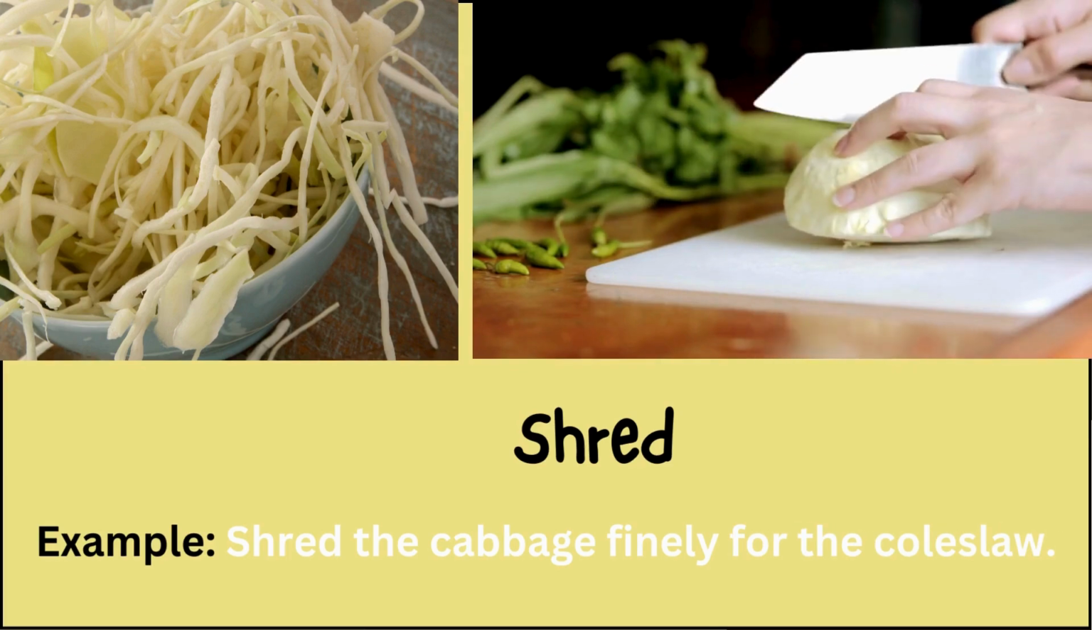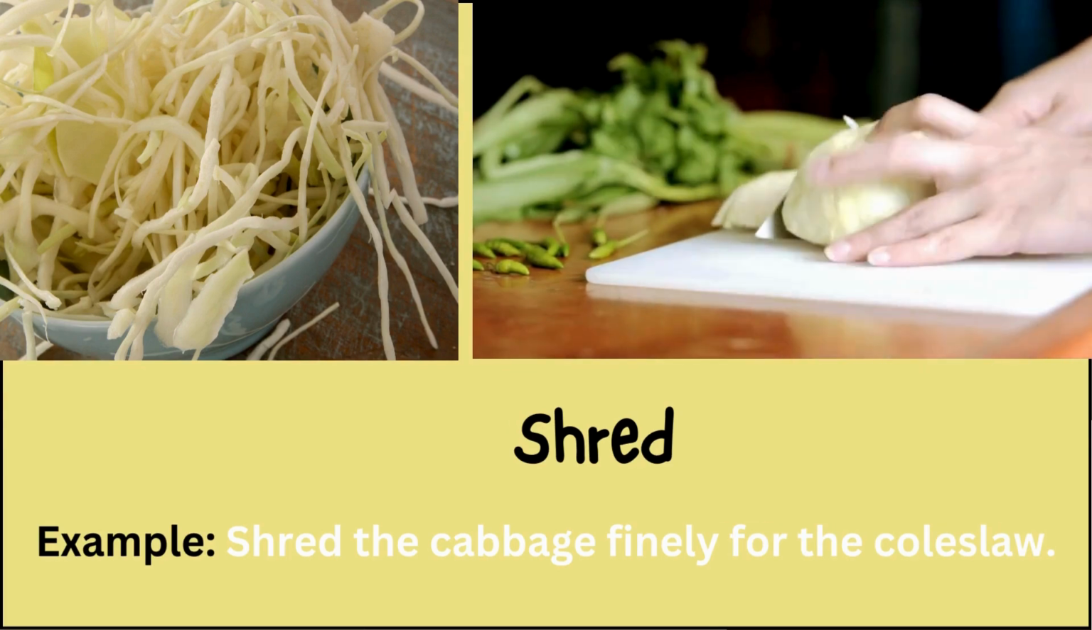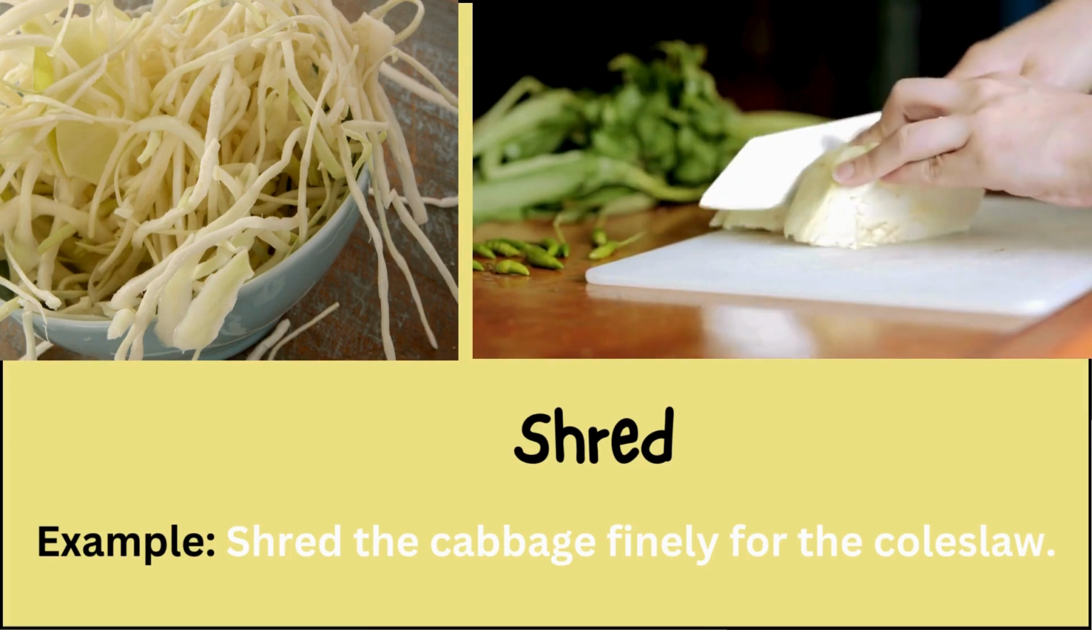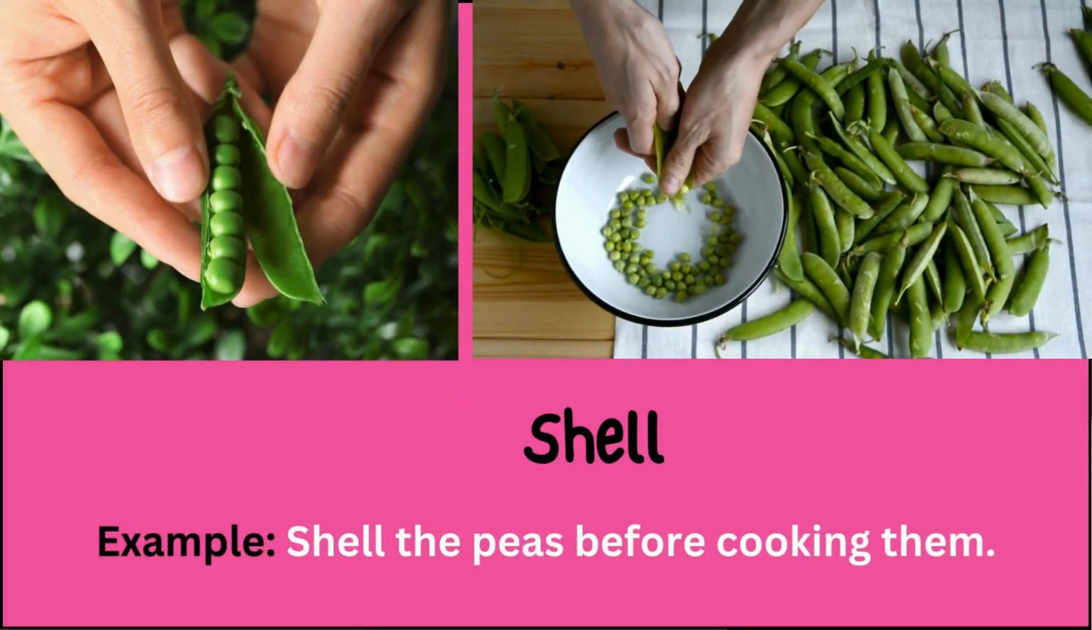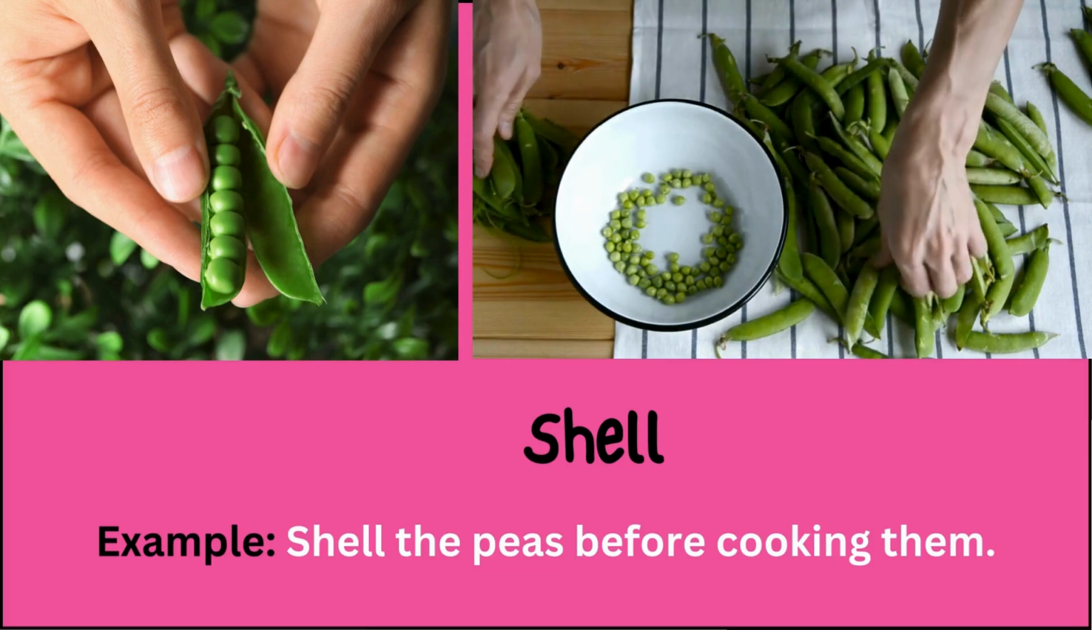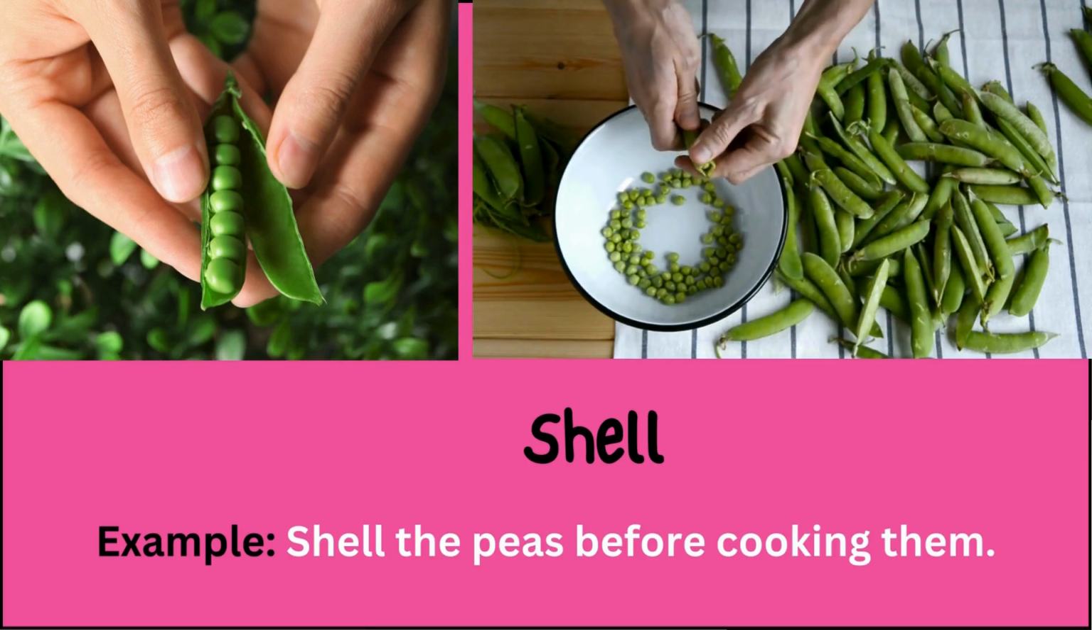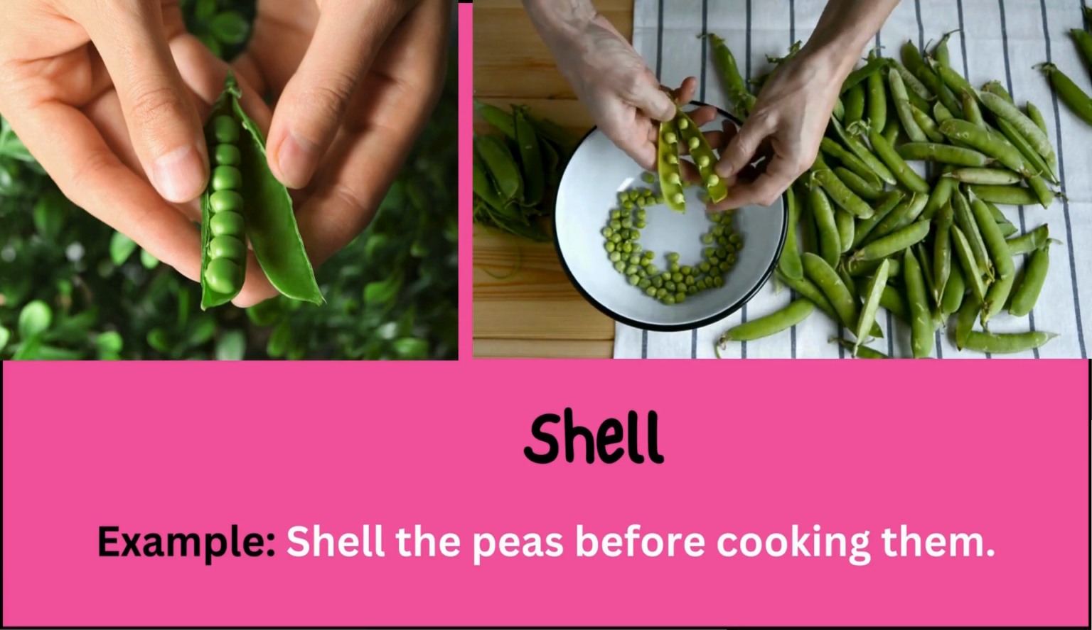Shred. Example, shred the cabbage finely for the coleslaw. Shell. Example, shell the peas before cooking them.